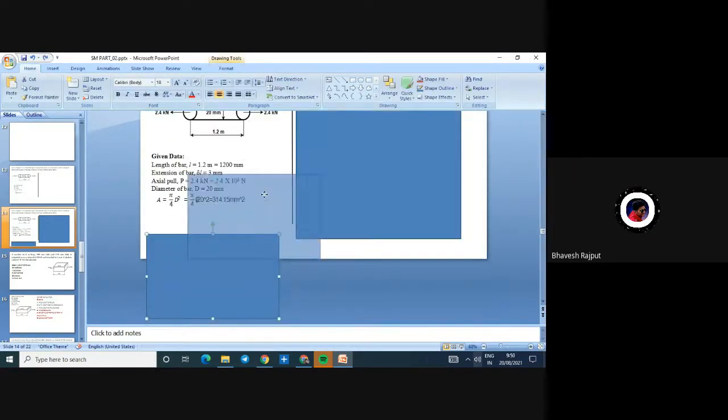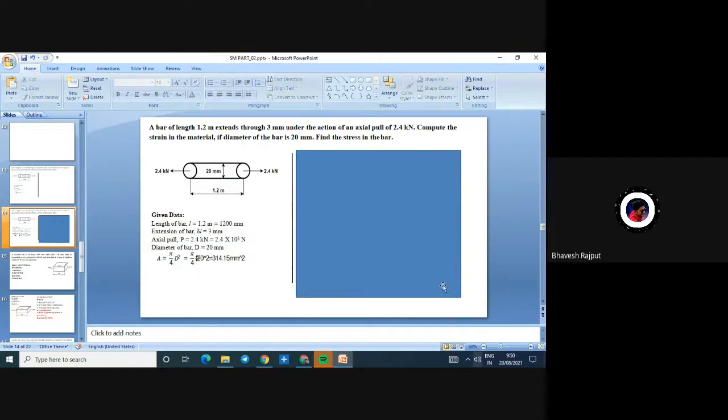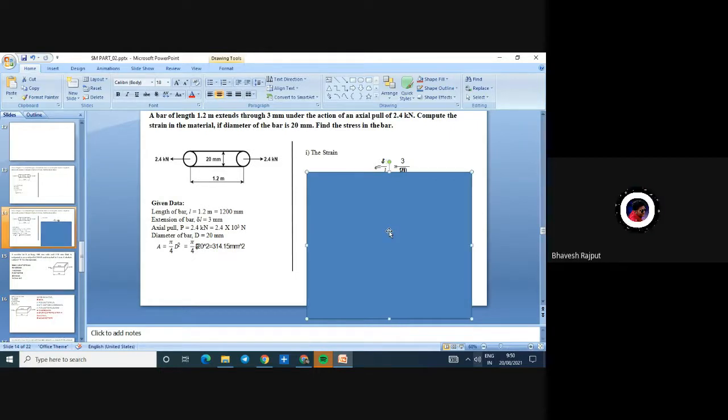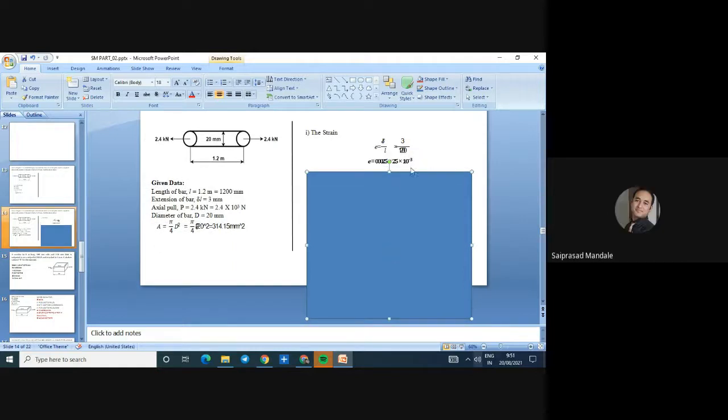Strain was 2.5 into 10 raised to minus 3. So delta L is 3 and L is 1200, which means it is 3 divided by 1200. Yes, perfectly correct.